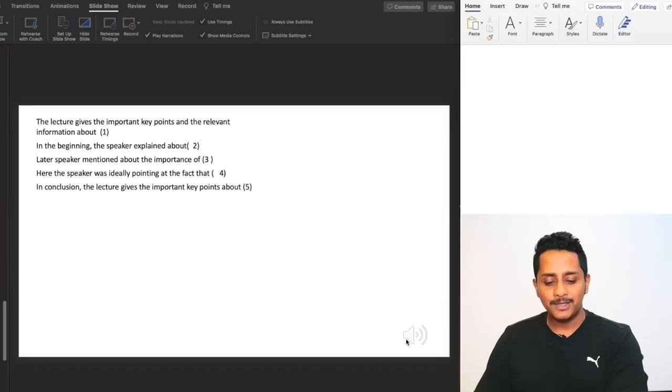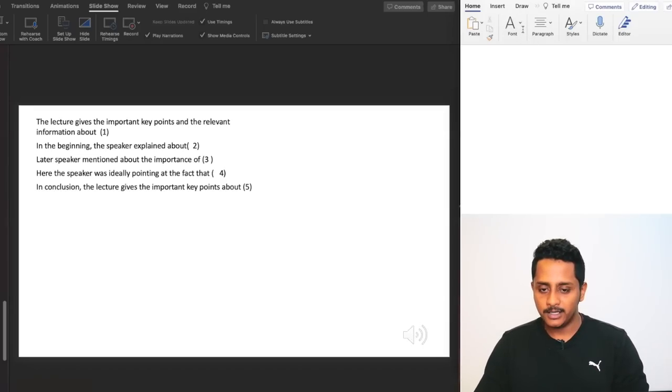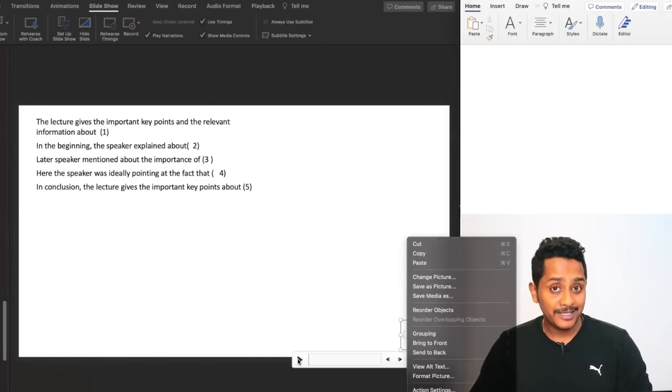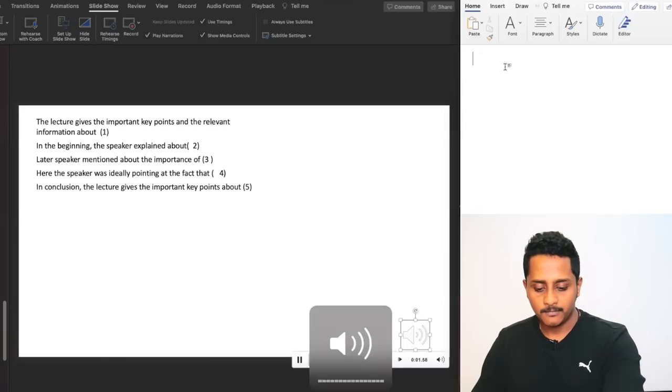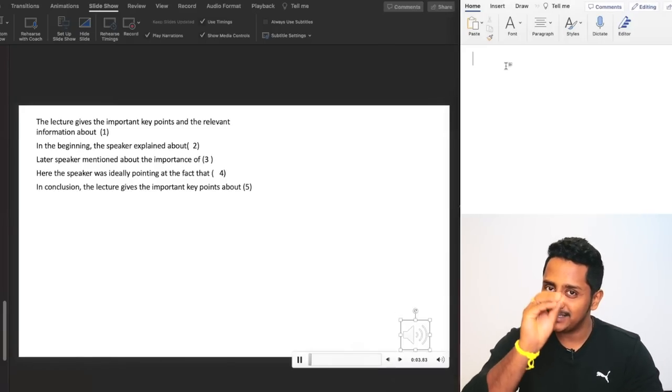All right, I'm going to play the audio. I've made the setup ready. I have MS Word on the right hand side. I'm just playing the audio. I listen for 5 seconds, write for 5 seconds.